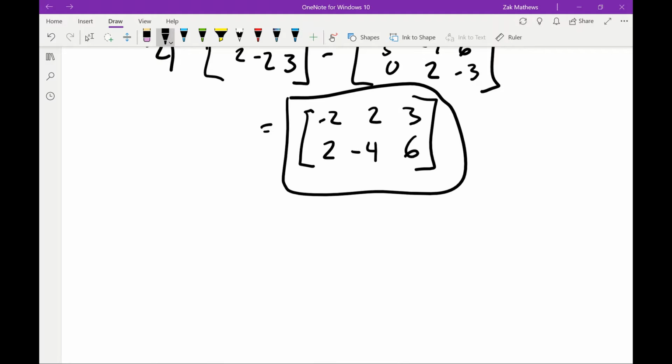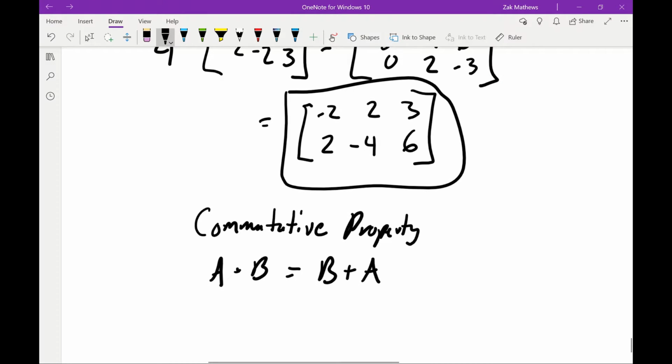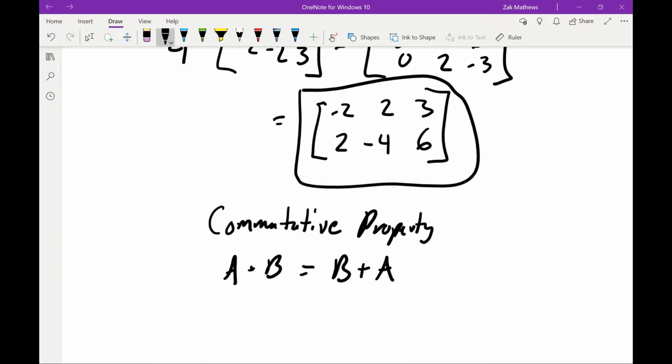So if we think about the commutative property, commutative property says we can switch things around, commute, to move. So A plus B has to be the same as B plus A. For addition or subtraction, doesn't matter, as long as we keep the signs with the respective elements. Commutative property still holds true.